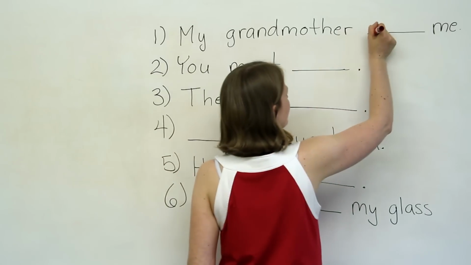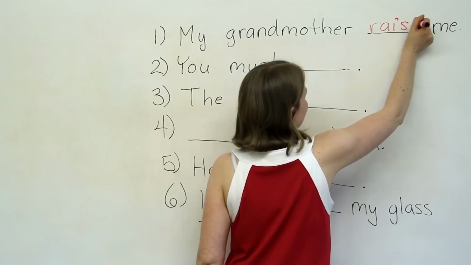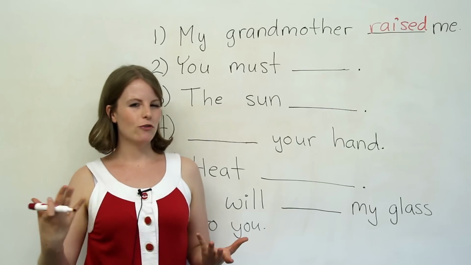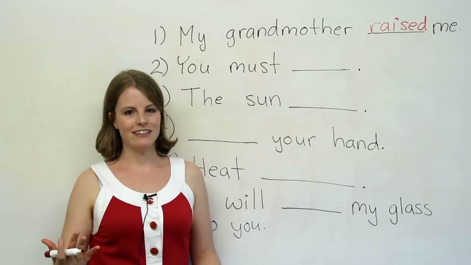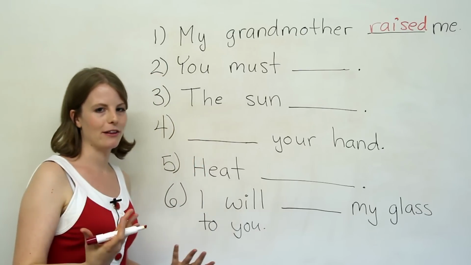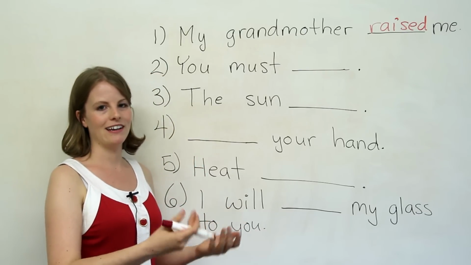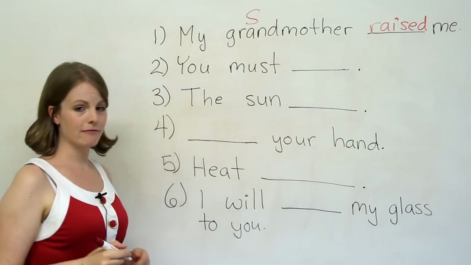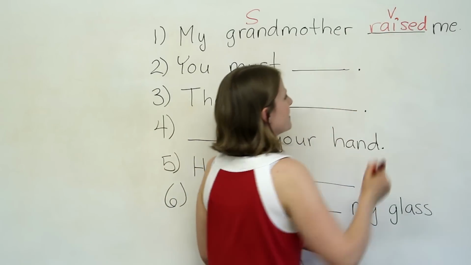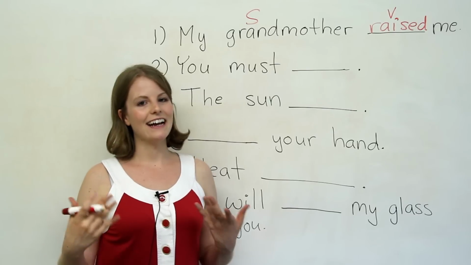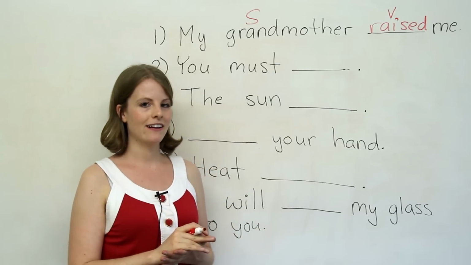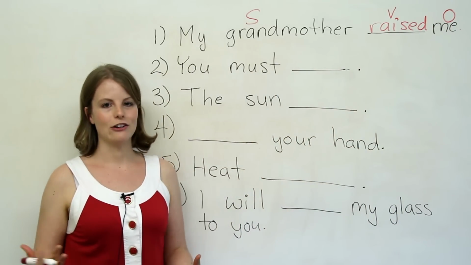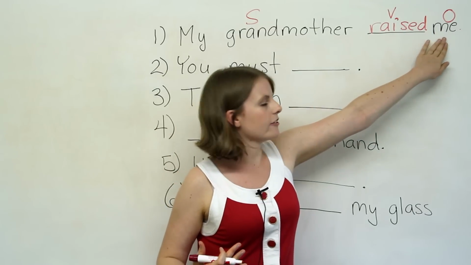The answer is raised. So how do I know? Well, again, raised me means similar to parented you or acted like a parent to you. So my grandmother was like a parent to me. She took care of me and raised me. So what's the subject of the sentence? Grandmother. The verb? Raised. And is there an object? Again, an object can be something or someone. Yes. Me is the object. So therefore, I know it has to be raised because there's an object.